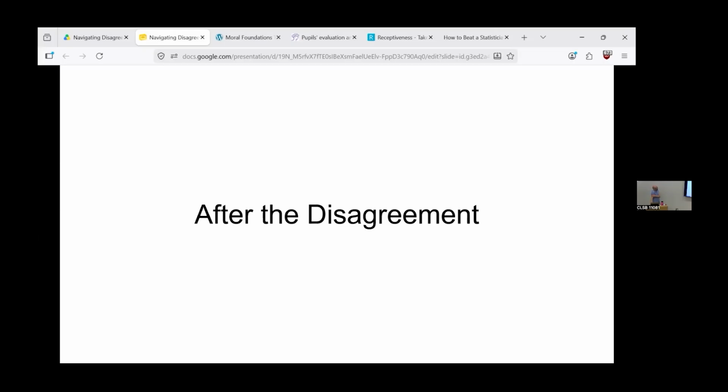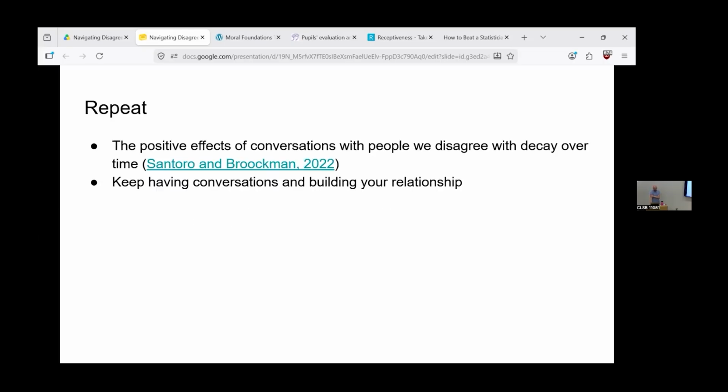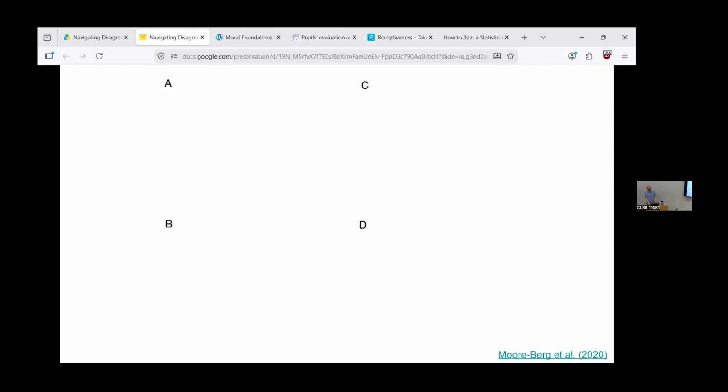And then finally, after the disagreement. Matthew Fasciani, the sociologist, recommends repeat. You need to keep having conversations. You need to keep doing this over and over again. You're going to disagree again. You need to keep finding ways to make those disagreements constructive. Keep building these relationships. So it's not like you do this once and then you're good forever.